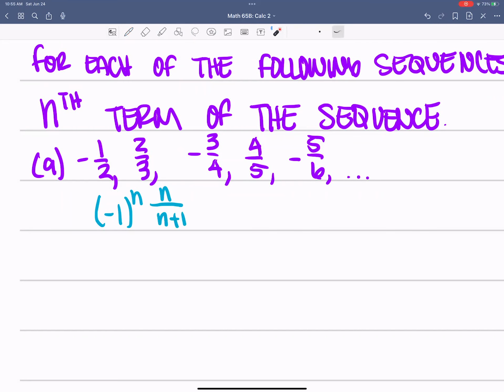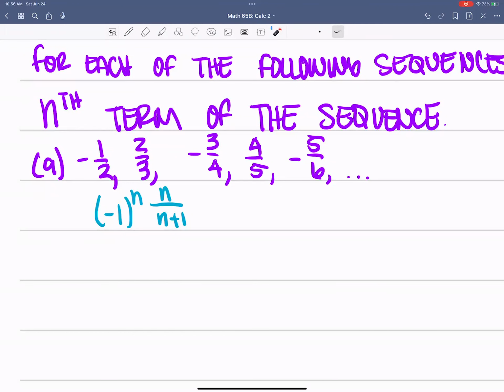So now let's start looking at the terms. For the first one, it's a -1/2. So we have -1 to the power 1, and this is going to be for the first term. So -1 to the power 1, 1 over 1 plus 1. So that would be a -1/2. So that one works out.